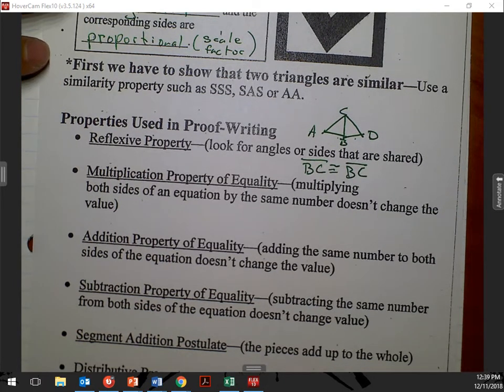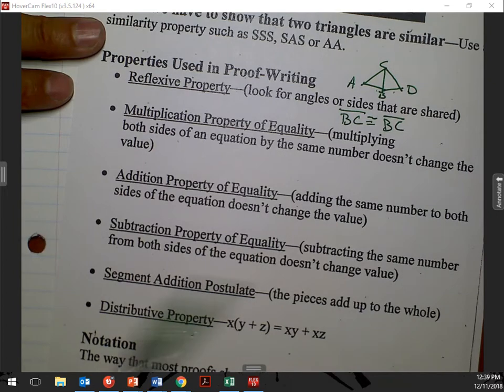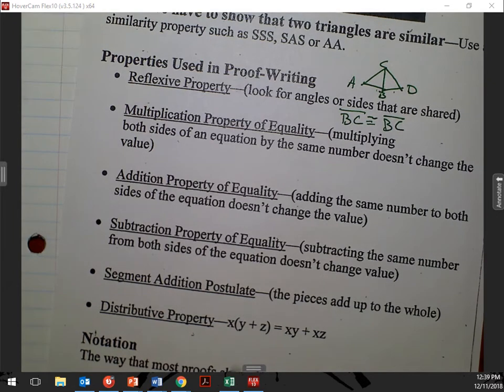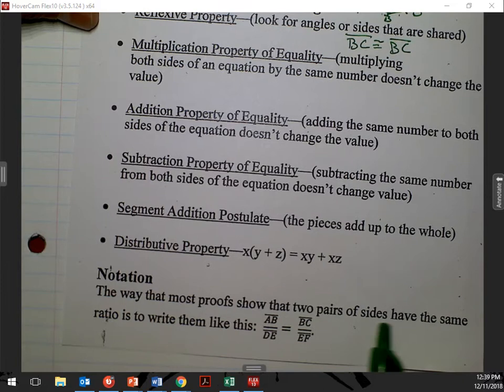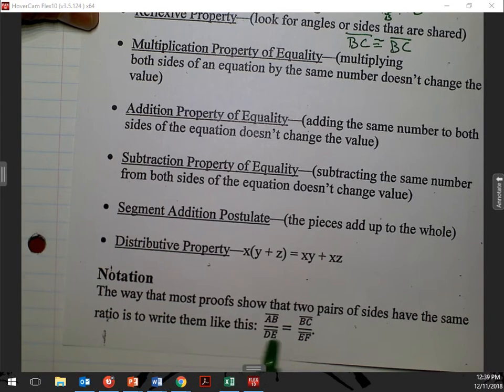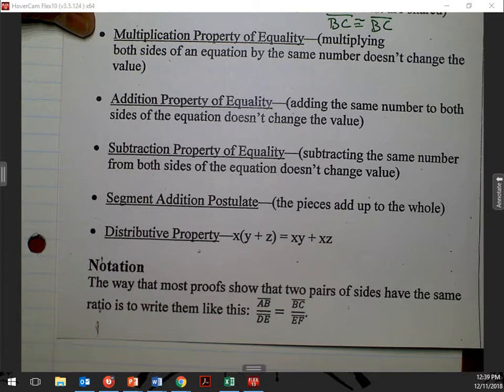Multiplication property, multiplying both sides by the same number. Addition property, subtraction property, segment addition, two pieces add up to be the whole. Distributive property, and notations. Most proofs show two pairs of sides have the same ratio. It's written like this, and we're going to be using this here momentarily.